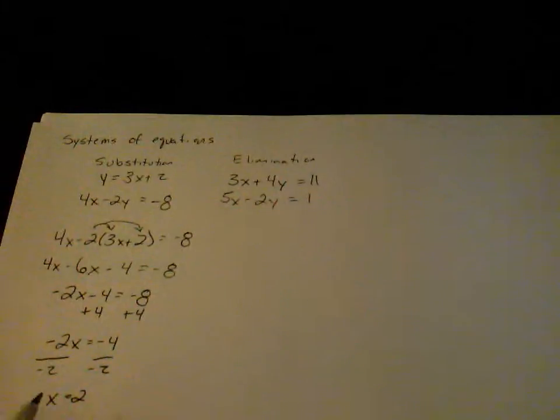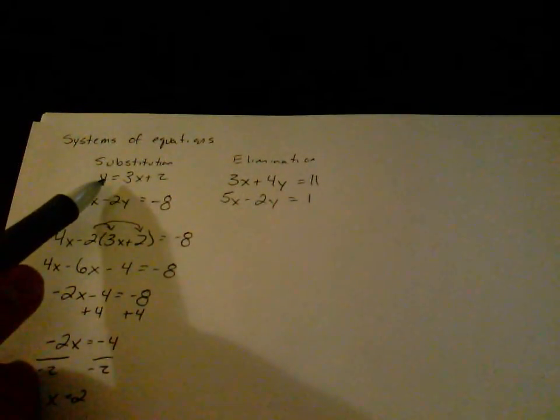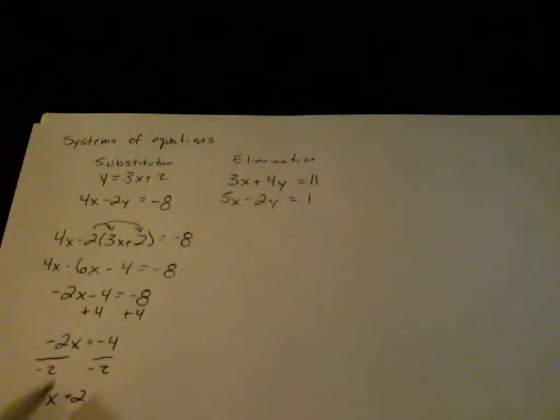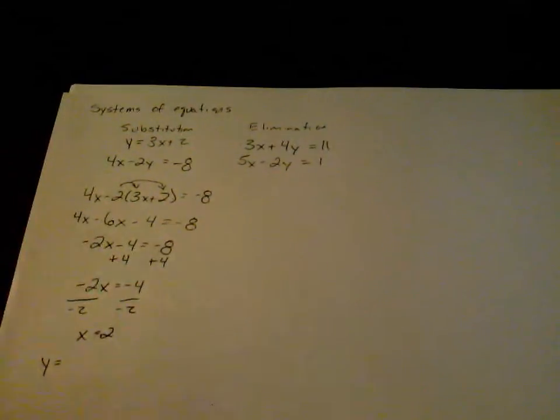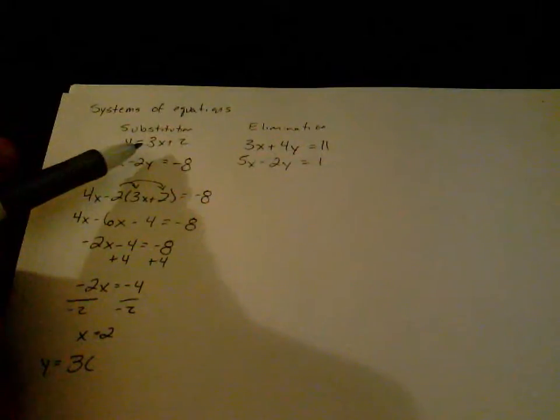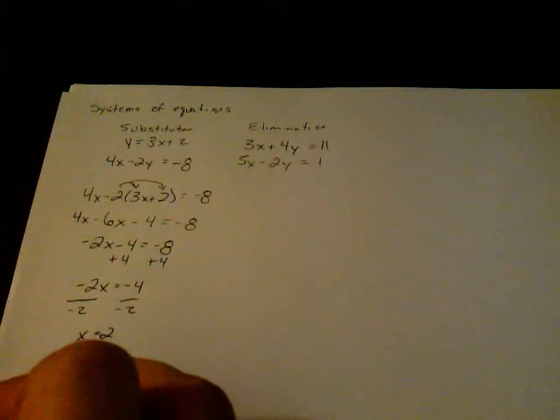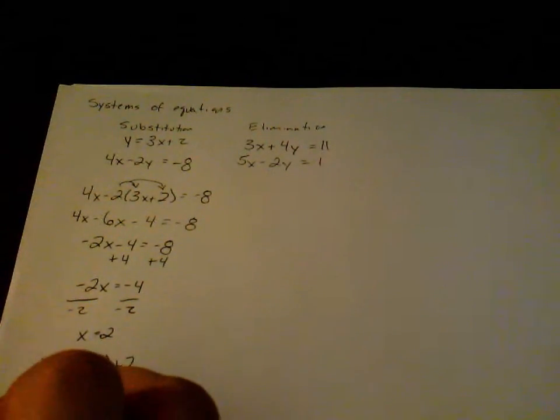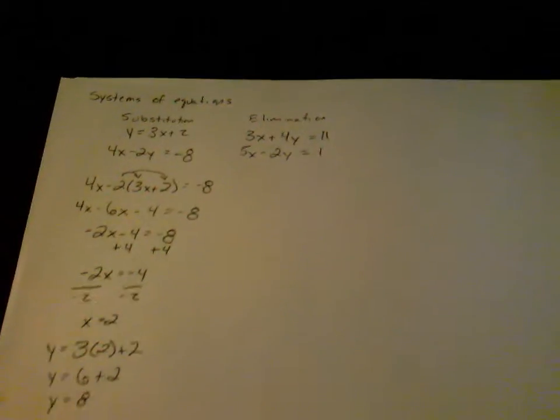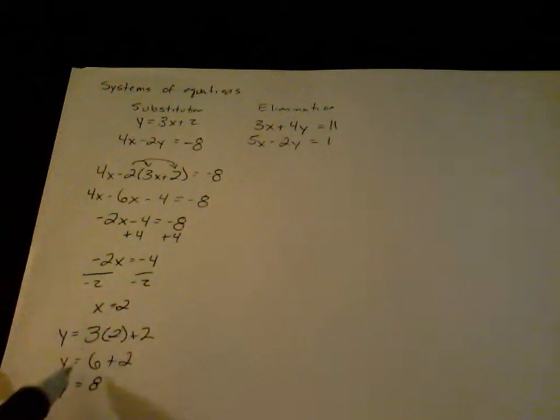Now that we know what x is, we have to go back to one of the original equations, which is this one up here. If we plug this in, that means we replace the x, which we just found out to be 2, so it becomes y equals 3 times 2 plus 2. This gives us y equals 6 plus 2, or y equals 8. So our answers are x equals 2, y equals 8. So that's substitution.